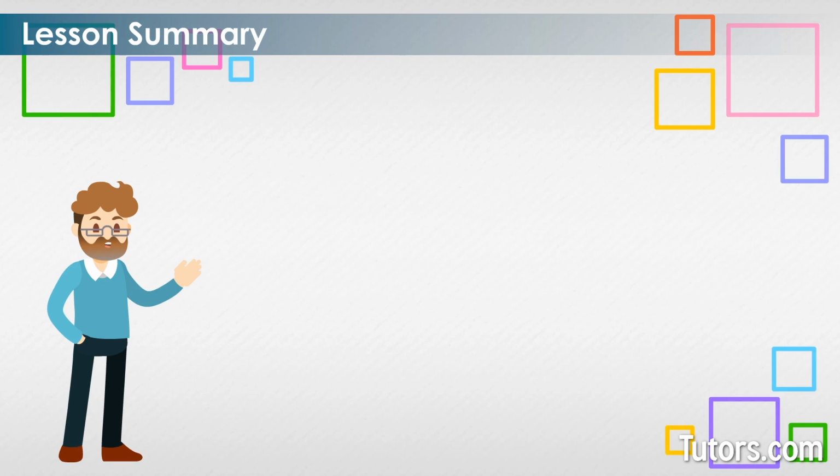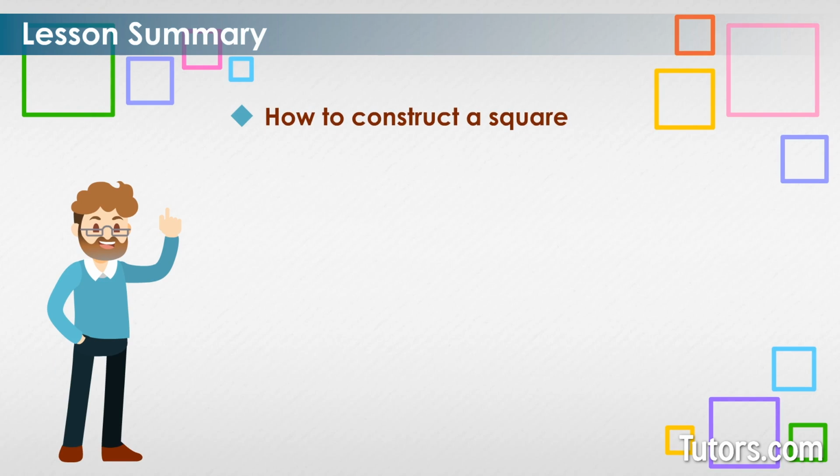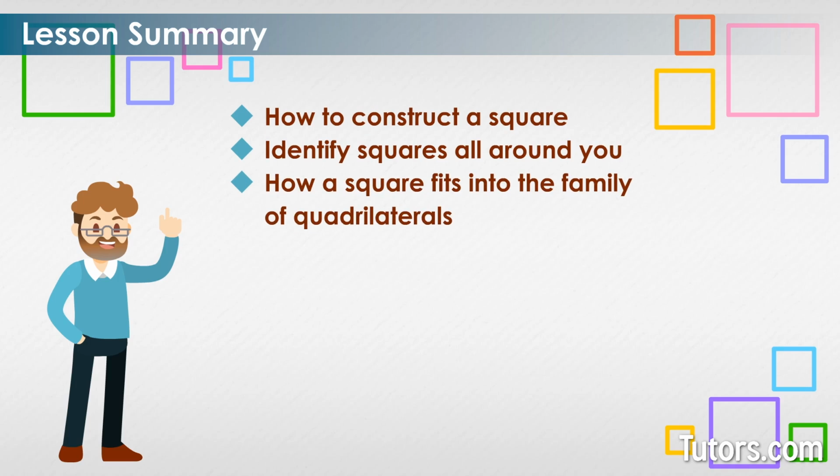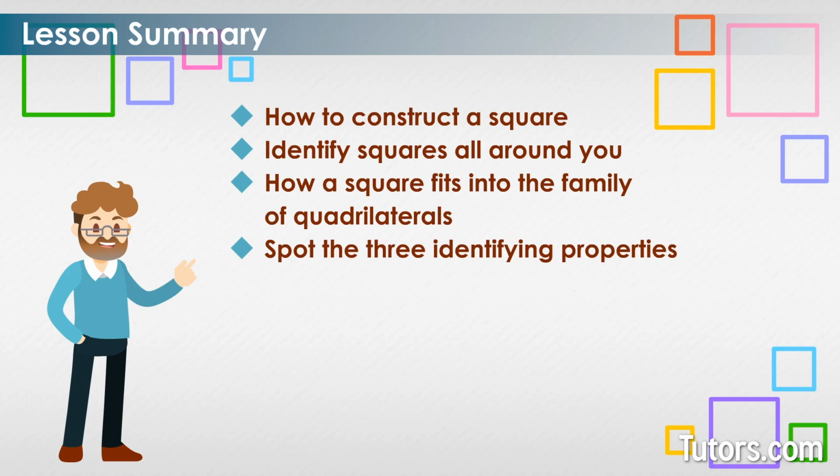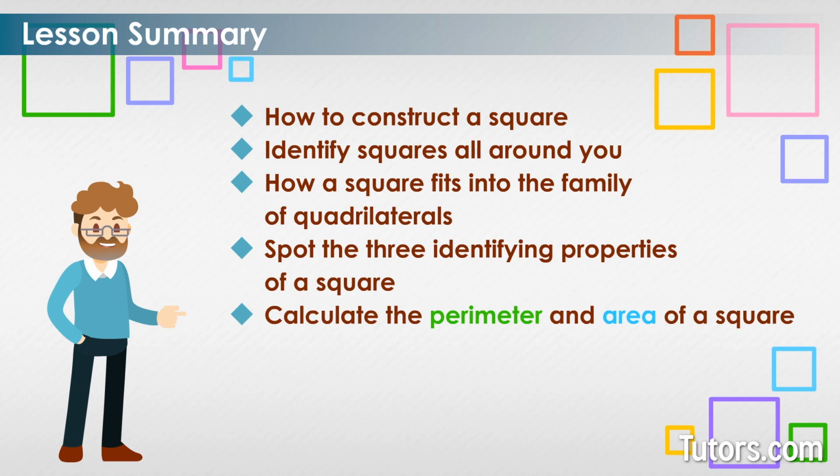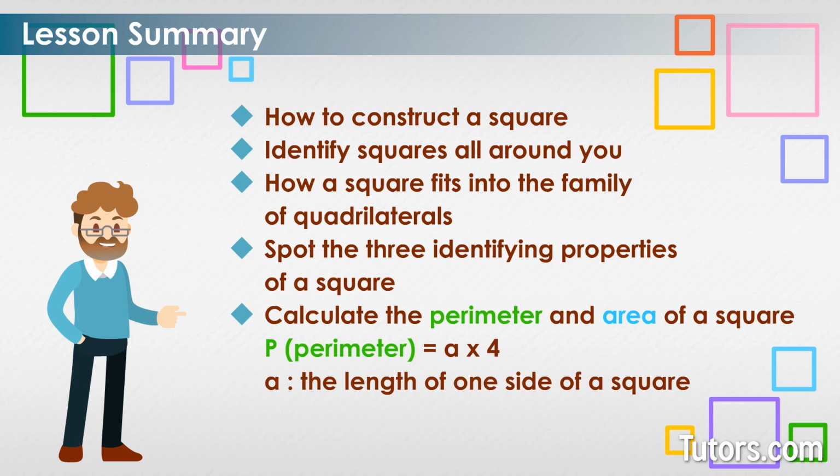By watching the video and reading these instructions, you have learned all about the geometric figure, the square. You know how to construct a square. You can identify squares all around you. You can tell how a square fits into the family of quadrilaterals, and you can spot the three identifying properties of a square. You can calculate the perimeter and area of a square using the formulas P equals A times 4, where A is the length of one side, and A equals A squared in square units.